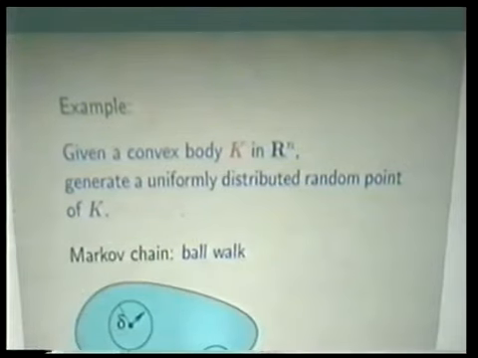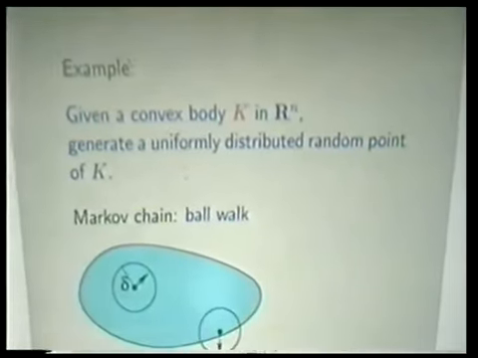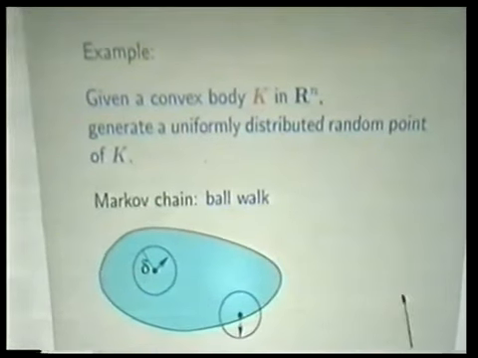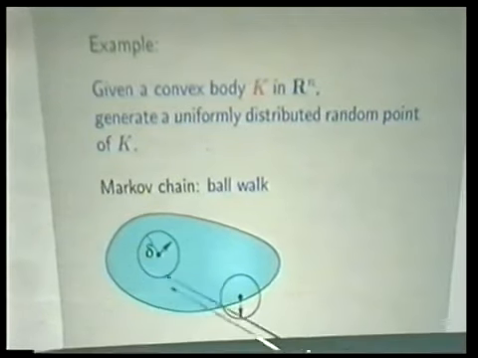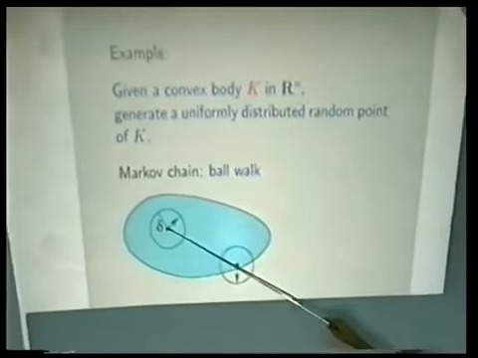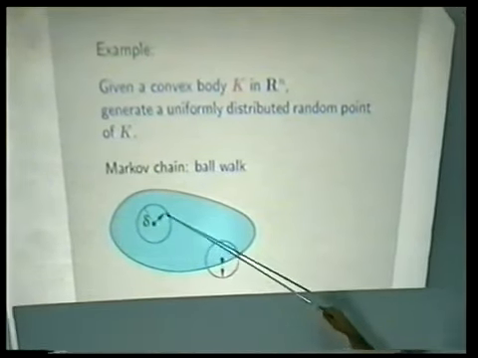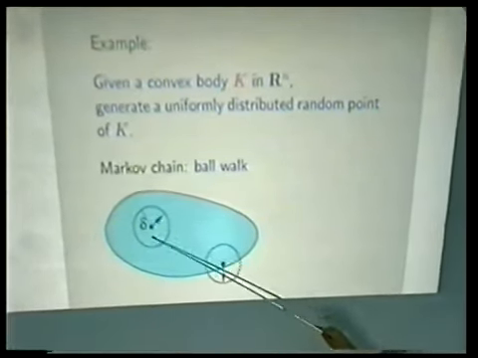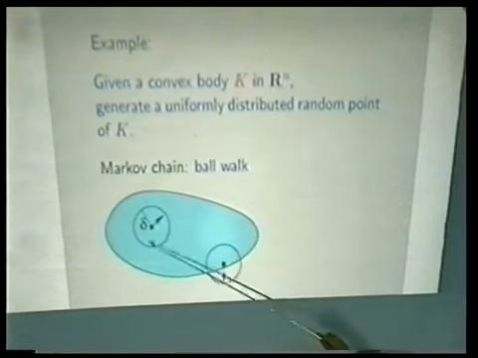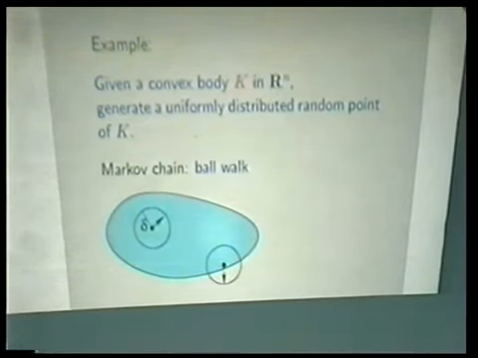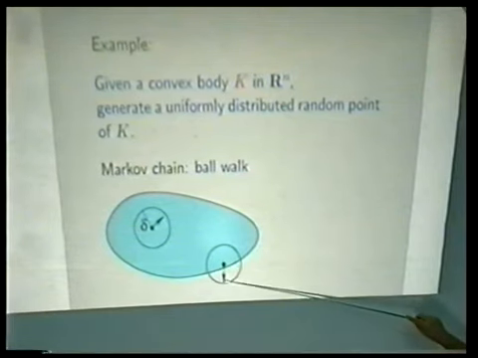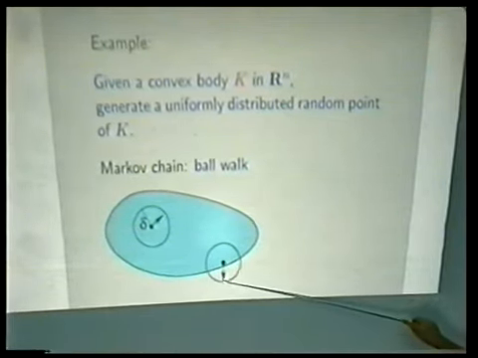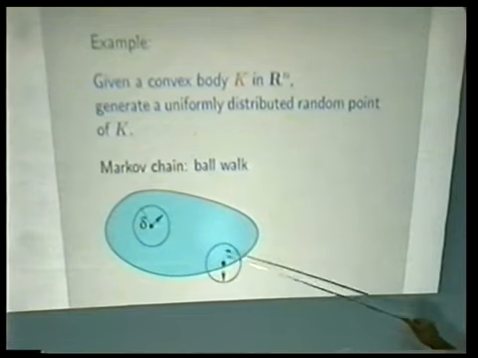There are several possible Markov chains that you can define that will do the job. One of them is called the ball walk. That's probably the most natural. It says that if you are at a particular point, you pick a small ball about that point and you move to a uniformly distributed random point of that ball. And that's not difficult to construct. And one more remark has to be added, that if your step should take you outside the convex body, then you don't do that step. You stay where you were.